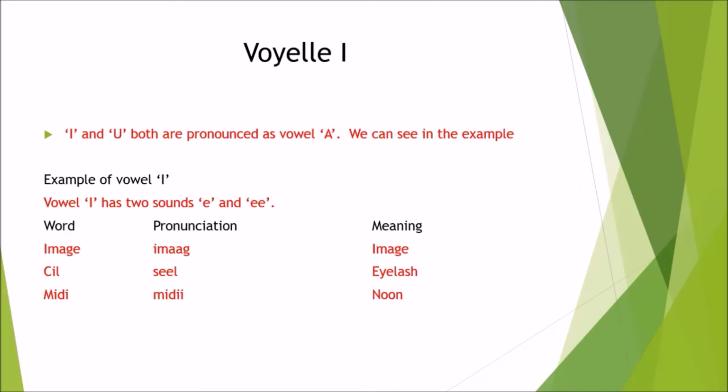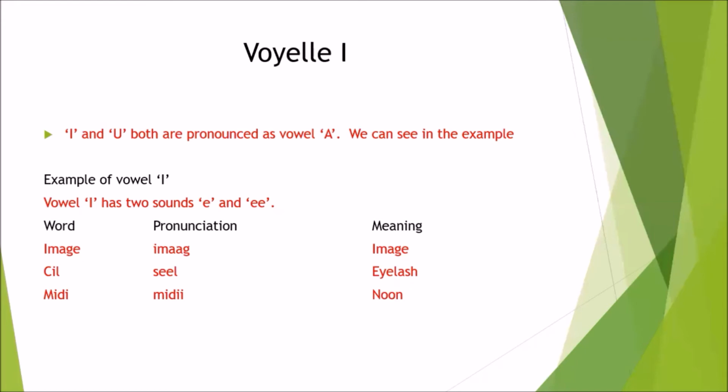So, if a word begins with vowel E, then the pronunciation will be image. Image. And the second example is the word is C-I-L, means eyelash. The I is coming in between a word, so the pronunciation will be seal. Seal, not sill. It's seal.